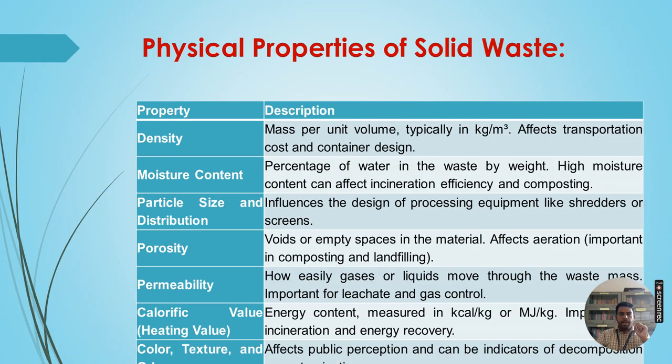And what is the particle size and distribution? It influences the design of processing equipment like shredders or screens. So if large suspended matter is present in that solid waste, we have to use the screens. Why? Because in that scenario, particle size should be designed for. One particular screen is represented by one particular size. So we have to use square, rectangular or triangular shapes.